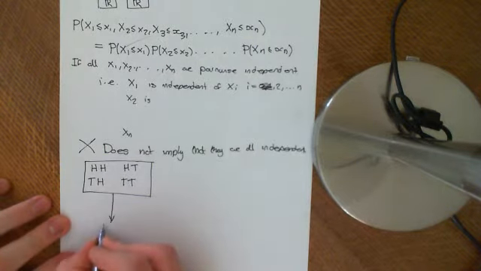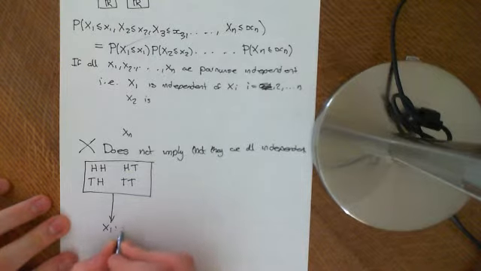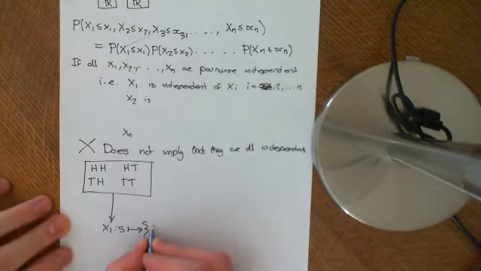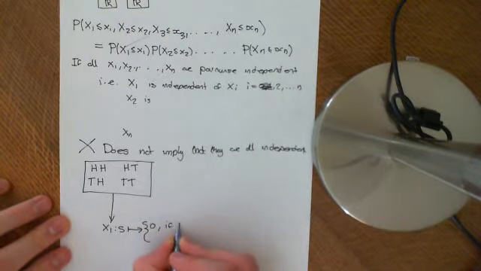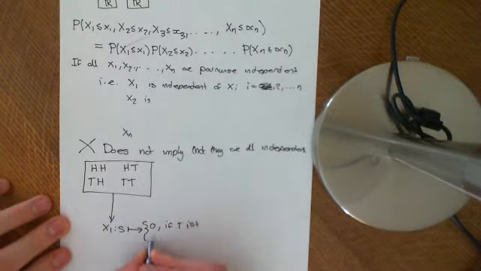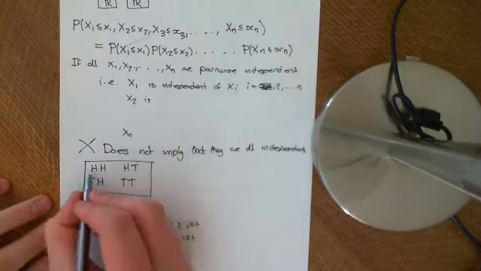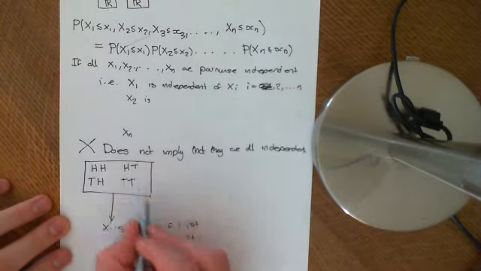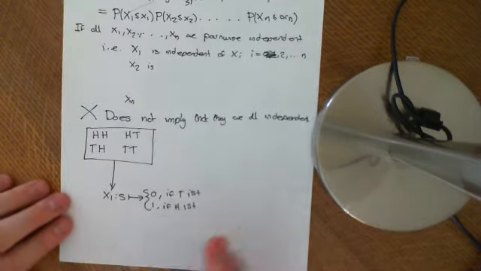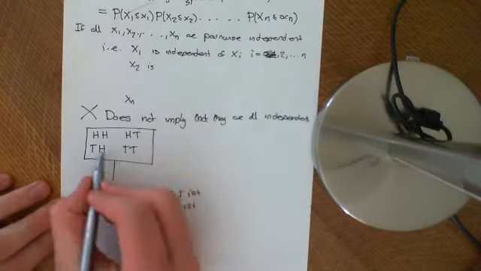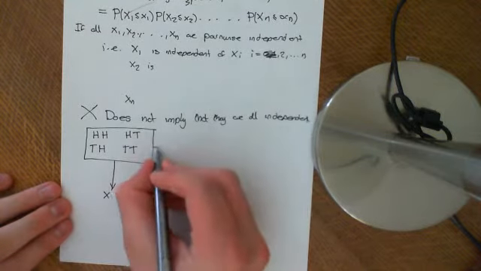Okay, so we can set up some random variables. We'll set up the random variable x1, which is going to map s onto, it's going to be a Bernoulli random variable, so it's going to map it onto 0 if you get a tail first, and 1 if head is first. So it's basically going to map these two here, where you get a head first, onto 1, and it's going to map these two where you get a tail first onto 0.